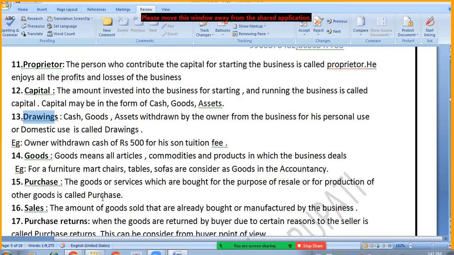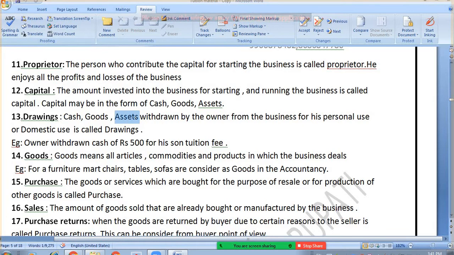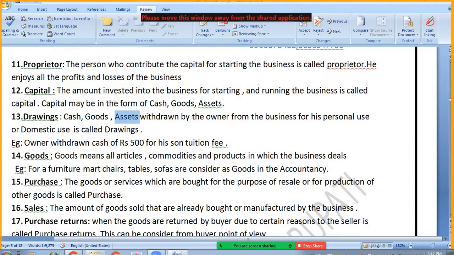Here drawings may not only be in the form of cash, even if it is goods or assets. In case business related goods or business related assets are used for personal purpose, or for his relatives' purpose, or for his friends' purpose, all are considered as drawings. So that is what drawings are.